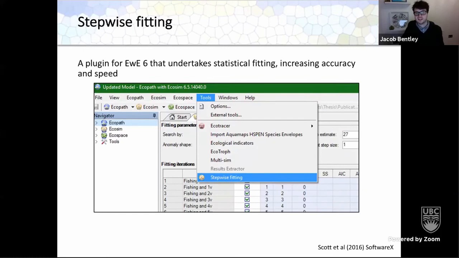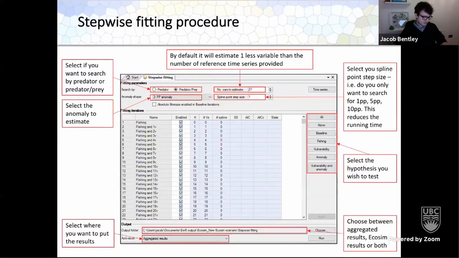That undertakes the statistical fitting automatically. It can run through all these different iterations, all these different hypotheses that I mentioned earlier, which is in the tools bar at the top. And in this stepwise fitting plugin box, you can say if you want to search for predator or predator-prey vulnerabilities. You can select if you want to estimate an anomaly on primary production. And then you can tell it how many vulnerabilities you want to estimate, and you can choose your hypotheses on the right hand side. You can tick through them, and what it will do is run through all these different iterations one at a time.